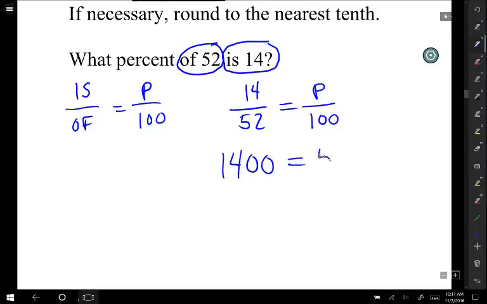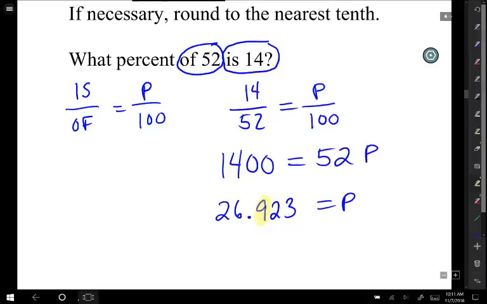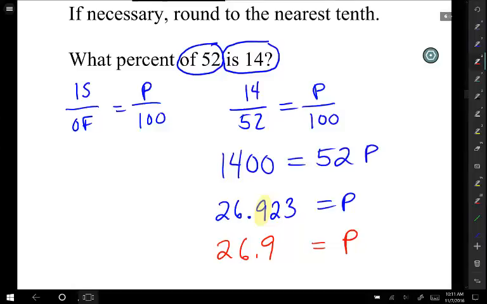1400 equals 52P. 1400 divided by 52. 26.923 equals P. What do you think? Stays the same or goes up? Stays the same. Do I need any kind of units? Nice. Who said that? Well done, Mia. Percent. Percent is units.